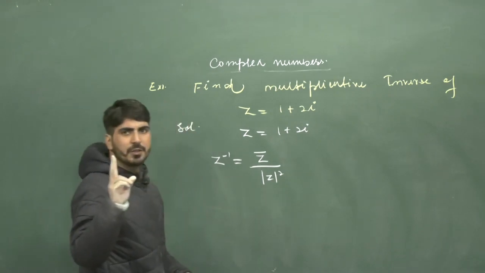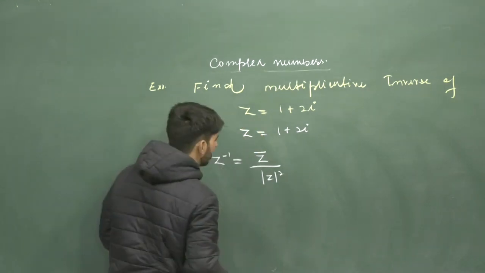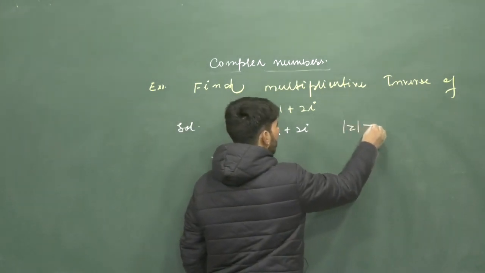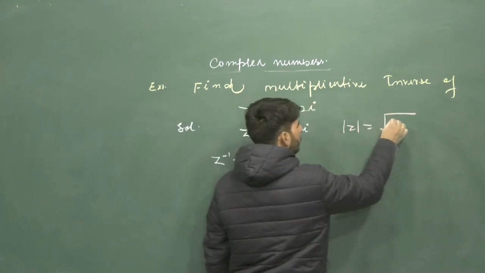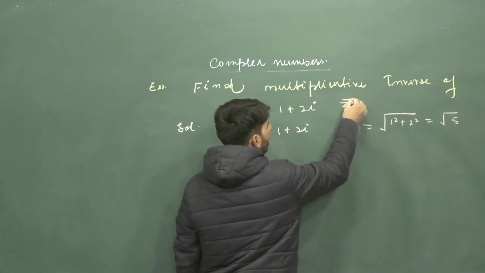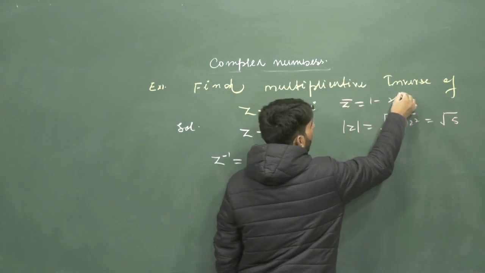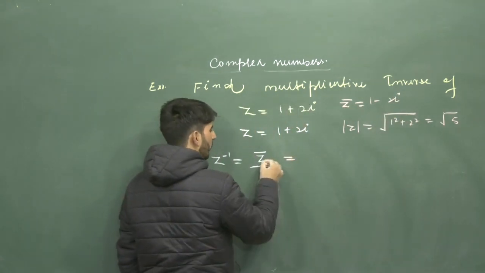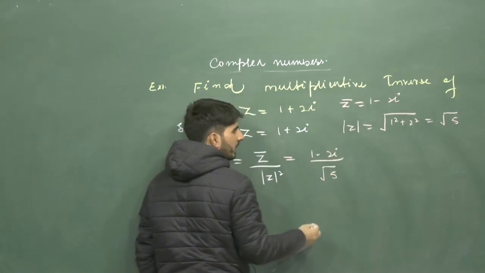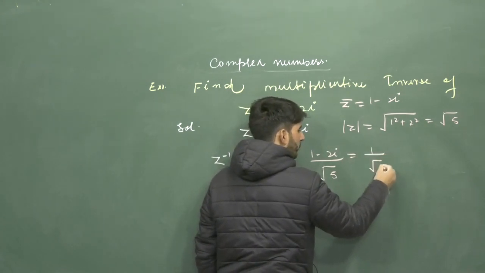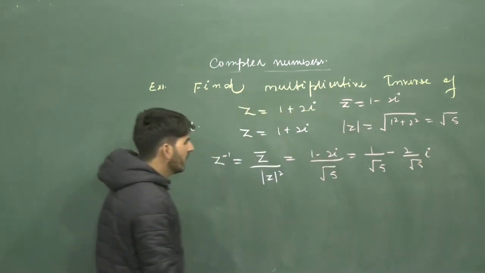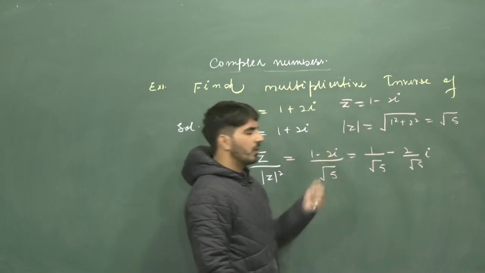So we have to find only two terms, the conjugate of the complex number and the modulus of the complex number. Here the modulus of the complex number is square root of 1 square plus 2 square, which is square root of 5, and the conjugate of the complex number is 1 minus 2 iota. So z inverse is equal to z conjugate, 1 minus 2 iota, divided by square root of 5. So this is equal to 1 divided by square root of 5 minus 2 divided by square root of 5 iota. So this is the multiplicative inverse of this complex number.